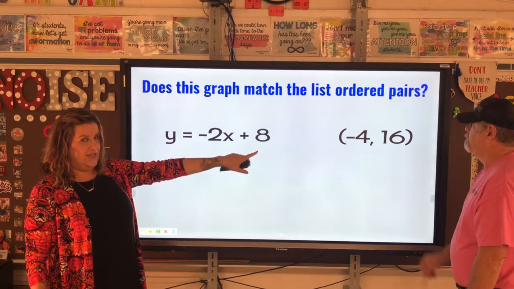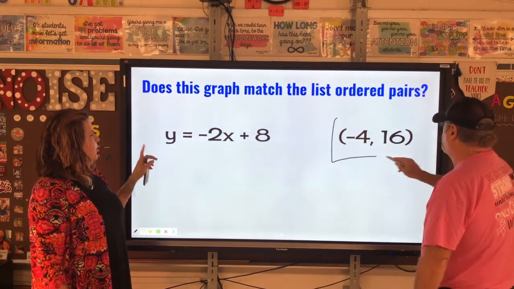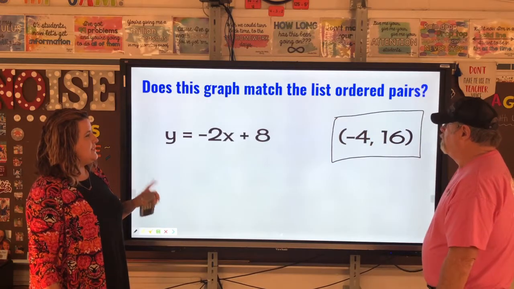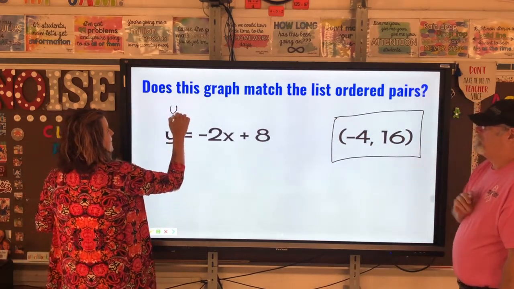Is -4, 16 on the line y equals -2x plus 8? So again, same thing, y equals mx plus b.